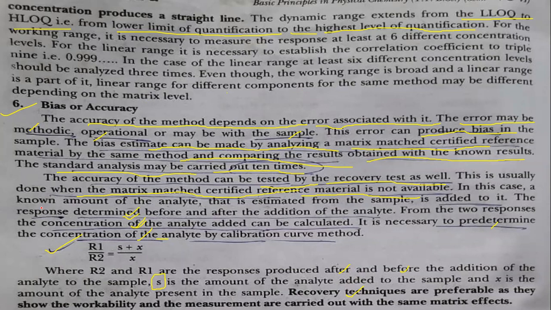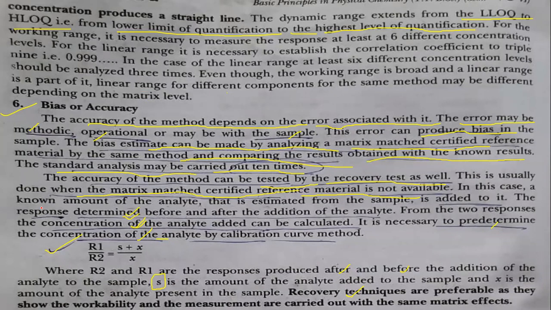This is usually done when the matrix-matched certified reference material is not available. In this case, a known amount of analyte, estimated from the sample, is added to it. The response is determined before and after the addition of analyte. From the two responses, the concentration of analyte added can be calculated. It is necessary to predetermine the concentration of analyte by the calibration curve method. In this way, we can determine the bias and accuracy which occur in the method.